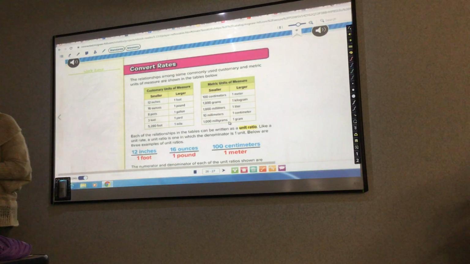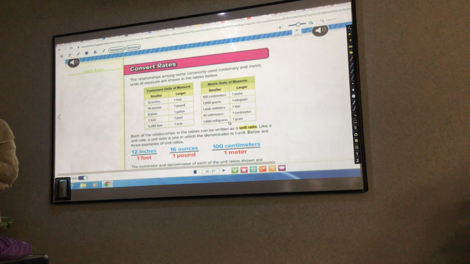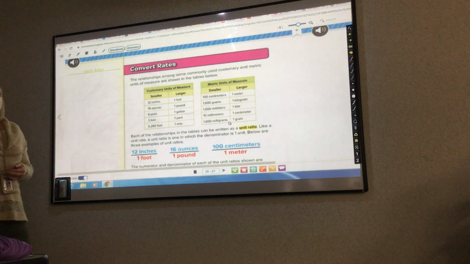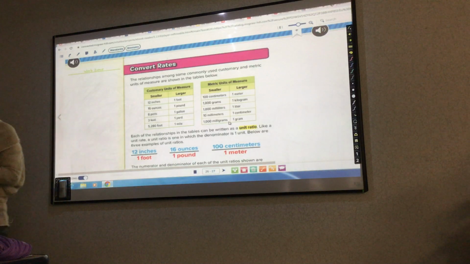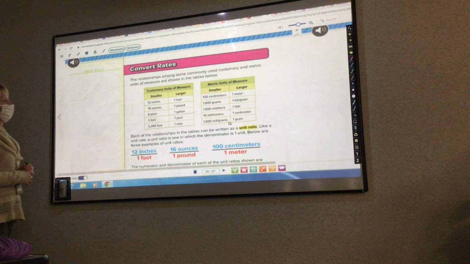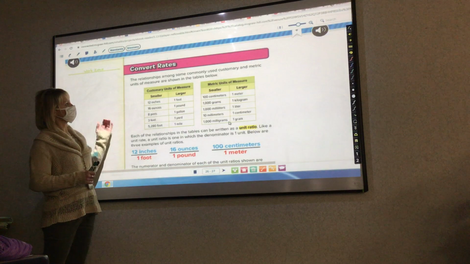I will tell you though, that is a chart that you need to have memorized. When you get into like NWEA questions or I-Learn questions, you will not have the chart as a reference, okay? So just because we're getting it here, you can use it. So we're gonna convert rates.